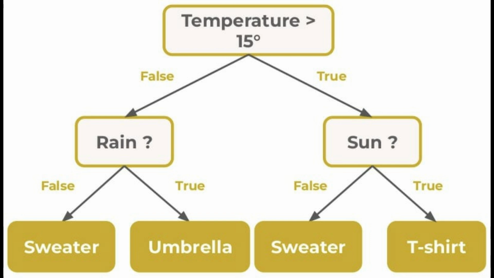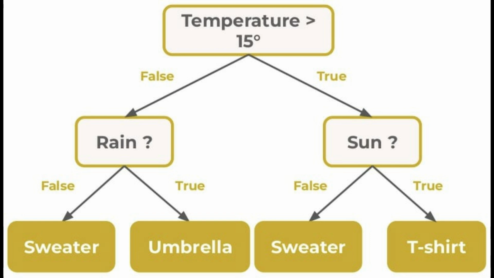In this decision tree, we have three factors: temperature, rain, and sun. If temperature is greater than 15, we go to the right side. If temperature is less than 15, we go to the left side. So let's just see greater than 15, right side.